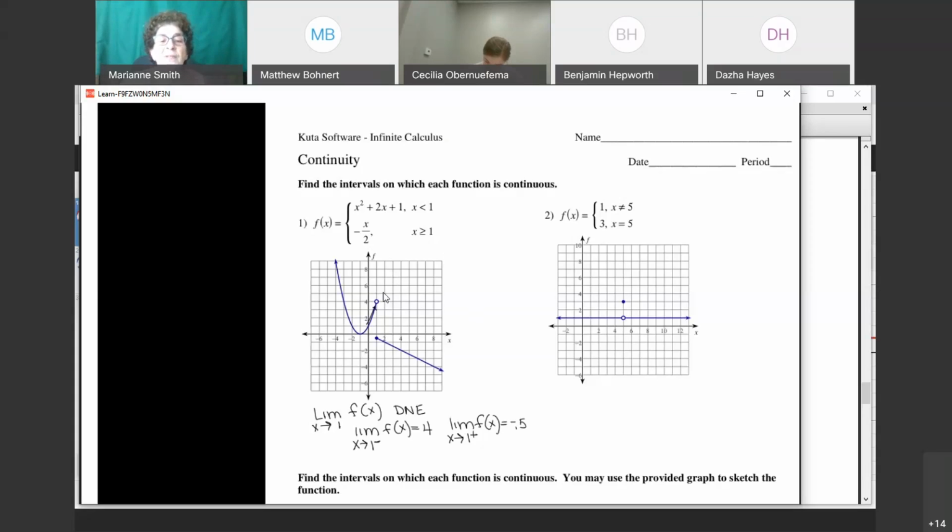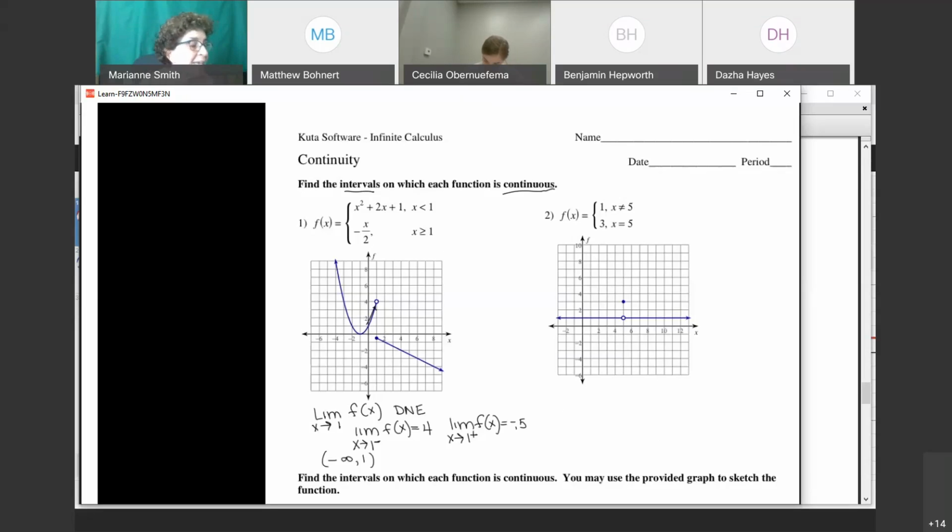As soon as I know the limit doesn't exist there, I know I have a discontinuity. So if I want to describe the interval on which each function is continuous, I have to leave out 1. So I would say I can go all the way from negative infinity up to 1, not including it.